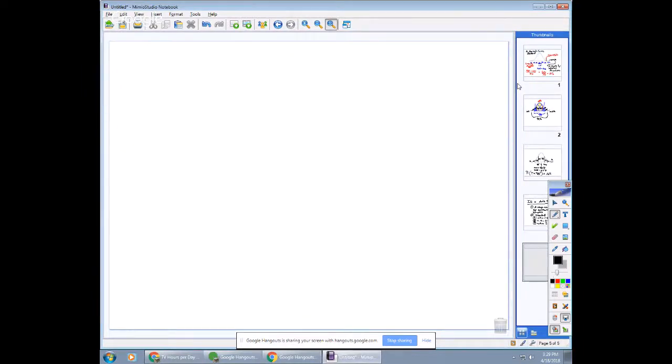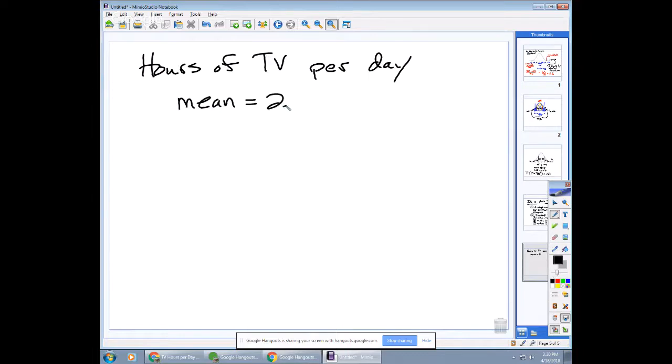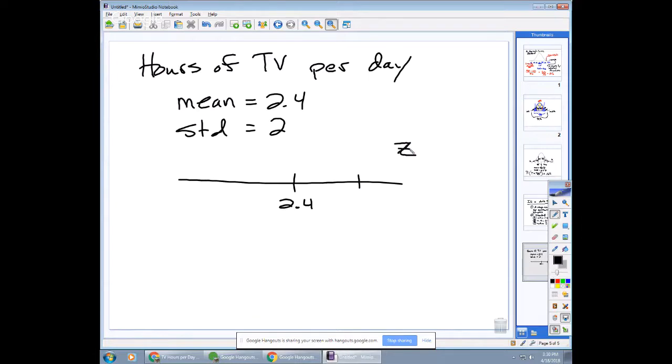And there you are. Hours of TV per day. We're going to call the mean 2.4, and we'll call the standard deviation 2. So if I put that 2.4 in the middle, and I look 1 standard deviation to the right, where's that going to put me? 4.4. Going to put me at 4.4. That would be a z-score of 1, right? Because it's 1 standard deviation to the right. Okay, so remember, z-score just counts standard deviations. If I go 1 standard deviation to the left, what's that going to put me at?